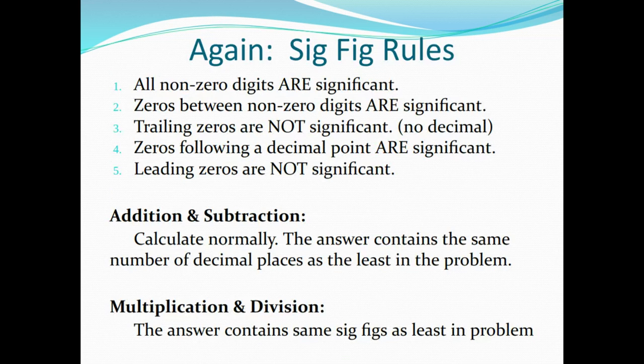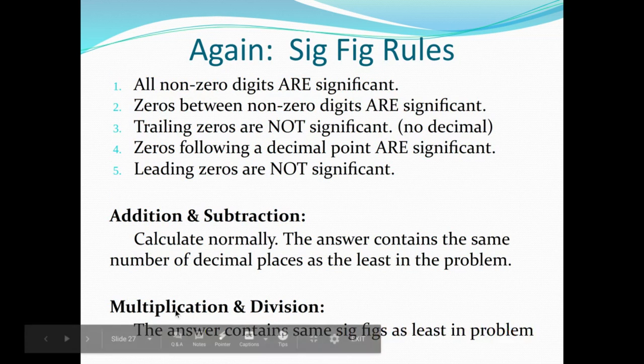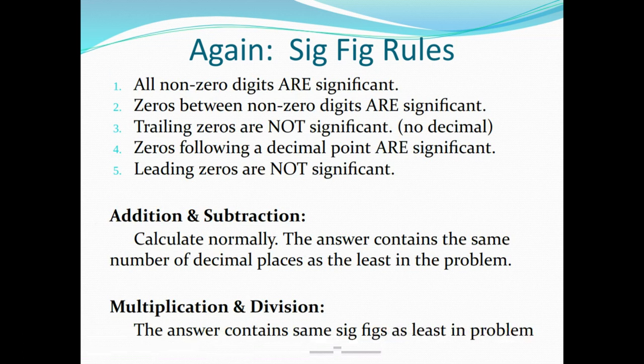But now how do we use these numbers and calculate with them? Addition and subtraction. Always calculate normally on both, either addition, subtraction, or multiplication, division. When I add and subtract, I'm counting decimal places, not sig figs. Doesn't matter how many sig figs you have, you're looking at decimal places. Your answer can only contain the same number of decimal places as the least is in your problem. So count decimals in your problem, the least amount in the problem.